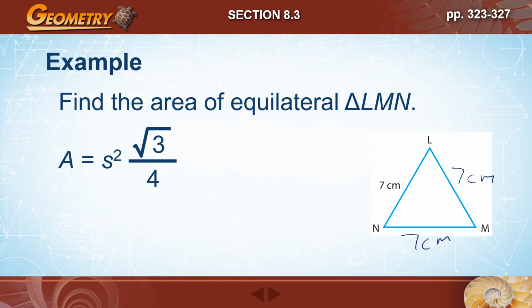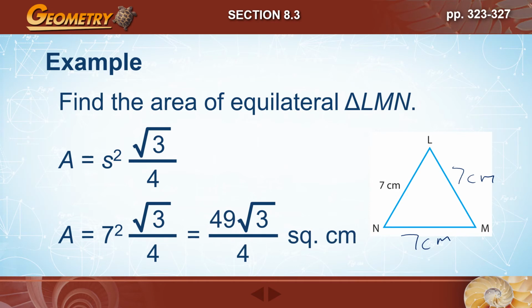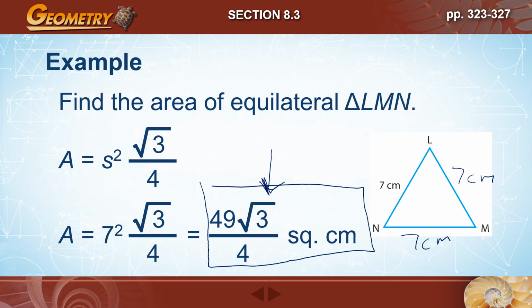So let's go ahead and plug that in. We get A is equal to 7 squared times square root of 3 divided by 4, and then we can simplify 7 squared into 49. 7 times 7 is 49. So we have 49 square root of 3 divided by 4 square centimeters. Now, I want you to notice that the answer is left with a square root in it. Leave it that way. This is an exact answer for the area of this triangle.